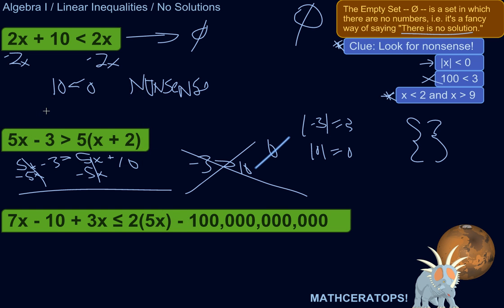So there is no solution to this inequality. Now, what about this one? 7x minus 10 plus 3x is less than or equal to 2 times 5x minus 100 billion. Let's see. I don't know, just start doing stuff to it. So 2 times 5x is 10x. 7x plus 3x is 10x. I'm just combining like terms. So we've got 10x minus 10 is less than or equal to 10x minus all this stuff.